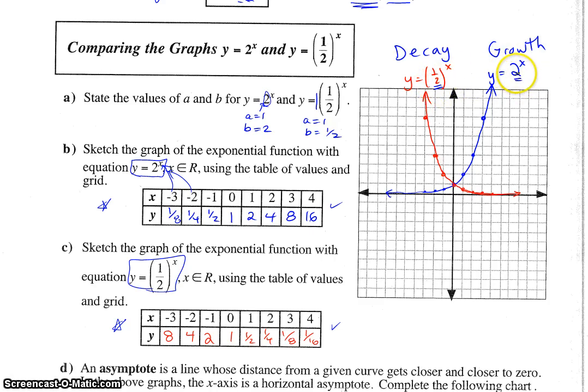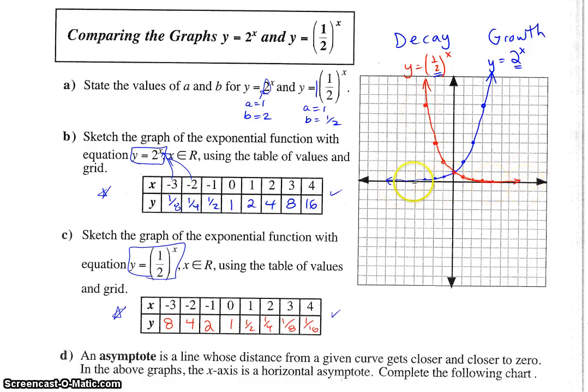Okay, and you'll notice the nature of the bases as a result of that. So when the base is greater than 1, like 2, 3, 5 halves, right? You're going to have a growth function, and if your base is between 0 and 1, like 1/2, you would have a decay function. It would decrease as x increases, okay?